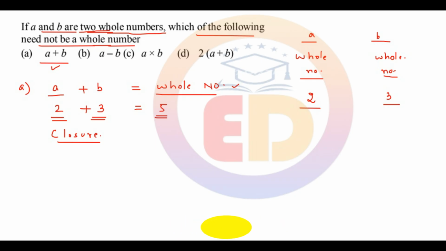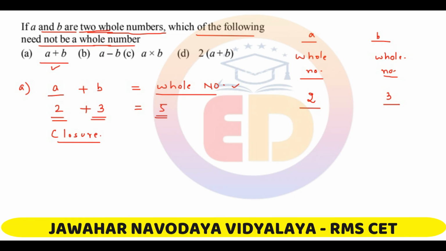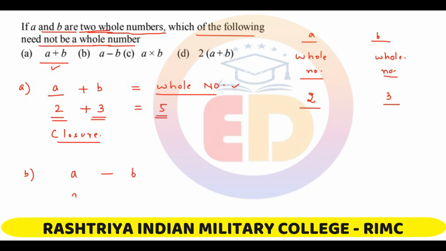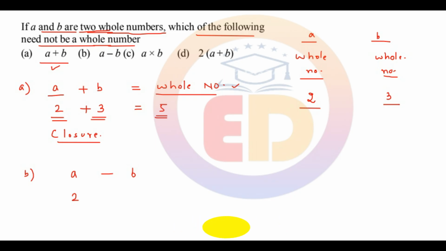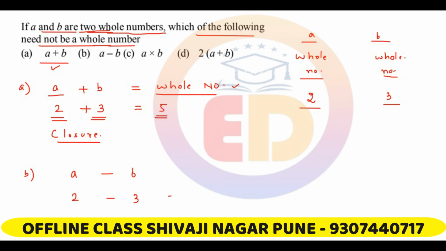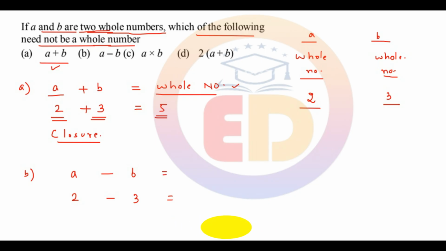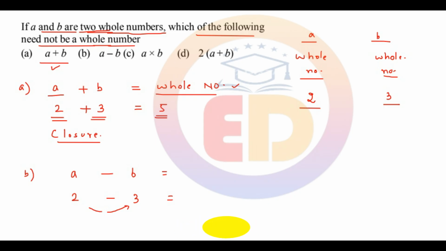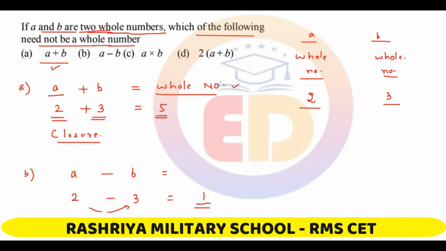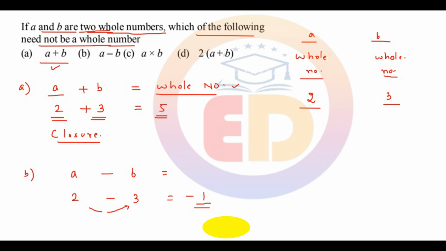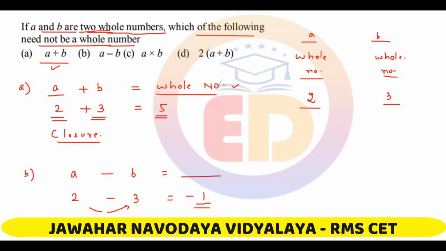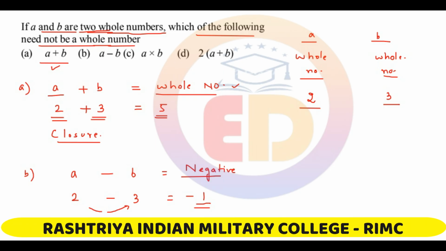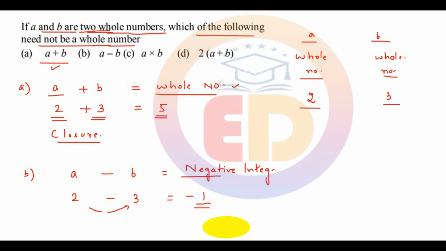Let us check the second option, A minus B. हमने A की वैल्यू ली है 2, हमने B की वैल्यू ली है 3. 2 minus 3. रिमेंबर बच्चों, हम 2 में से तो 3 माइनस नहीं कर सकते, हमें रिवर्स माइनस करना होगा. और जब भी हमें रिवर्स माइनस करना होगा 2 minus 3 होता तो 1 है, लेकिन क्योंकि हमने रिवर्स माइनस किया है इसकी वैल्यू -1 होगी. And -1 is not a whole number, it is a negative integer. ये नेगेटिव नंबर है, इसको हम नेगेटिव इंटीजर बोलेंगे.